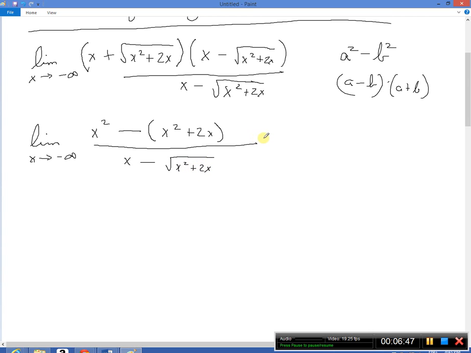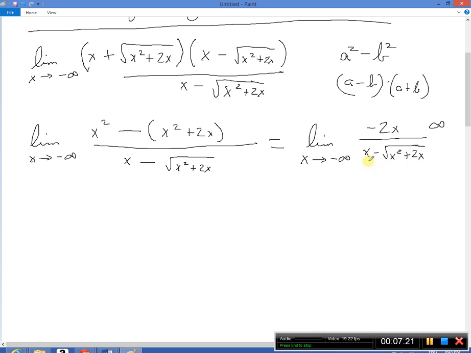Okay. And now this is looking good because you obviously have an x squared that's going to cancel, and this will give us the limit as x goes to minus infinity of just minus 2x over x minus radical x squared plus 2x. And really I thought this was the end of the problem. I thought, okay, now the answer is going to be obvious. No such luck. As x goes off to negative infinity, minus 2x is going to go to positive infinity. So the top is blowing up.